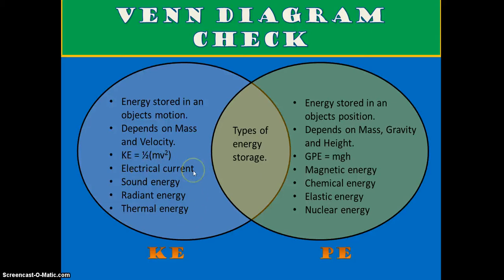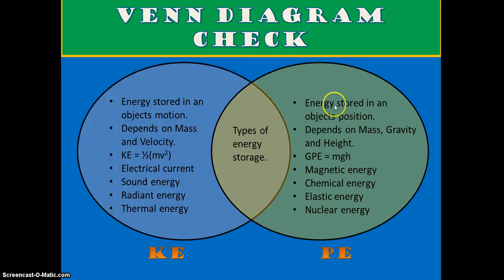Electrical current, which as we've seen is a result of moving electrons, so we've got movement. Sound energy, again, movement of those vibrations. Radiant energy, which is the movement of light photons. And thermal energy, because heat can definitely move, like from a fire to your hands or from a hot chocolate cup to your hands. So thermal energy is heat can move. So that's an example of kinetic energy.